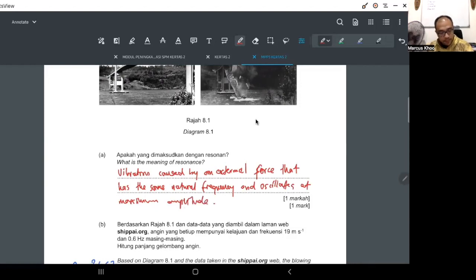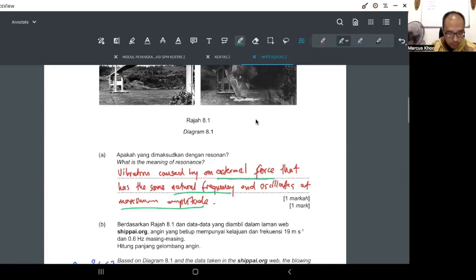Okay, the key words to this are again natural frequency and maximum amplitude. Of course, it must come from an external force. It's not from inside. It gets blown from outside and exactly matches the same natural frequency as the object, and will force it to oscillate at maximum amplitude.